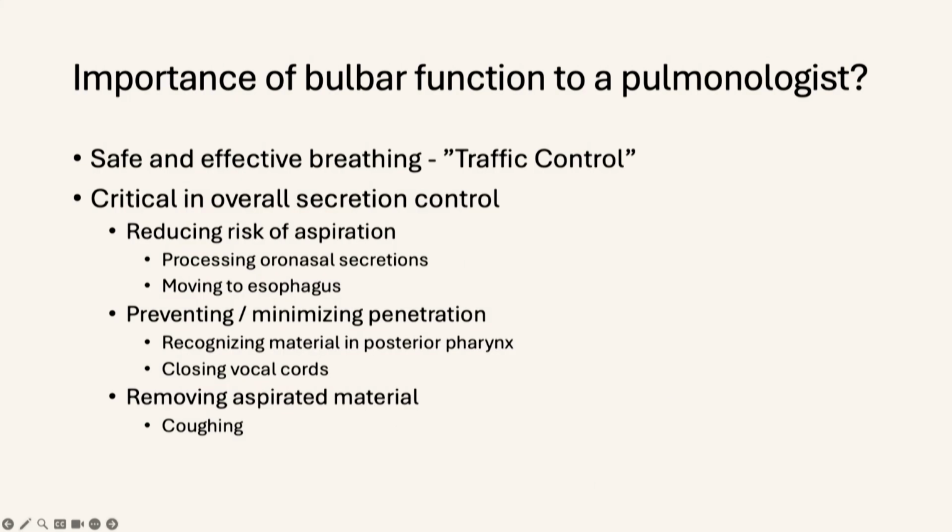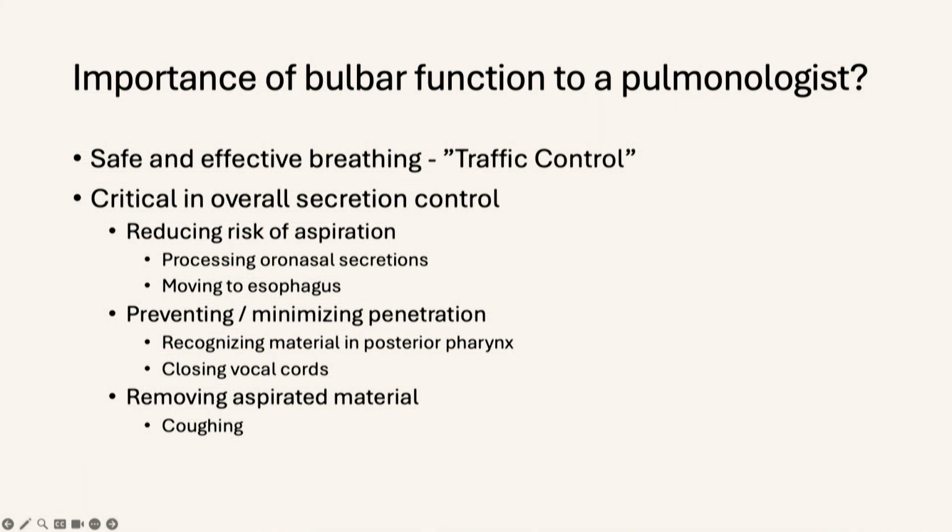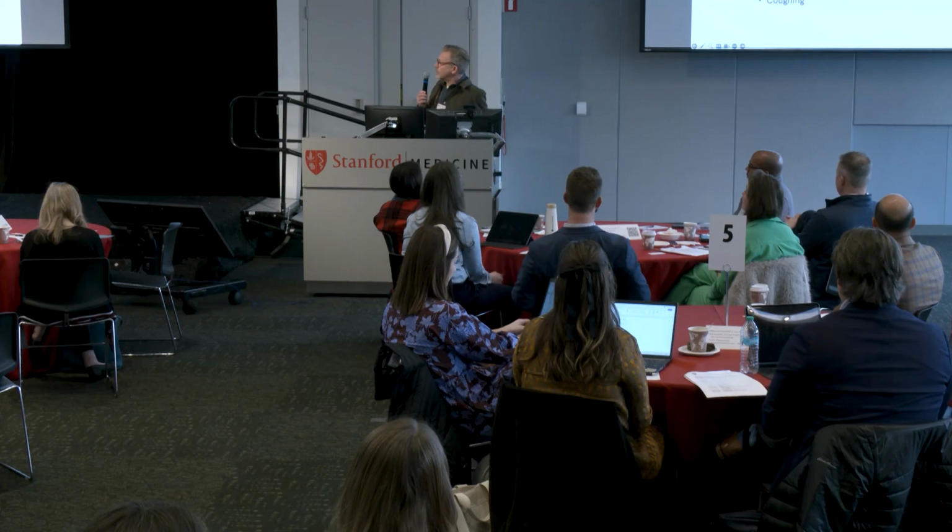So there are a number of different parts that I see as very important in secretion control. The first is reducing the risk of aspiration, and that's processing a combination of oral and nasal secretions and moving them safely into the esophagus, bypassing the trachea. The other thing, once you have material around the trachea, is reducing the risk of aspiration. So being able to recognize something that's in the vallecula around the posterior pharynx, and then when that happens, closing the vocal cords. And then the next part, which we'll spend the second part of the presentation talking about, is once you've aspirated or once you have material in the airway, how do we get it out?